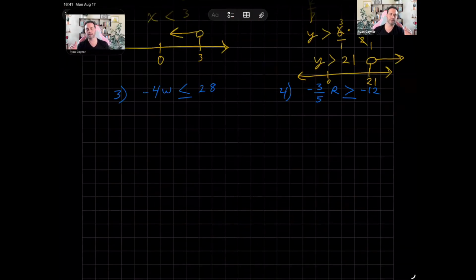Okay, now the next couple are going to have a twist on them, so I want you to really focus up here. We've got -4 times w is less than or equal to 28. So again, what's happening to the variable? It's being multiplied by -4, so I have to divide by -4.